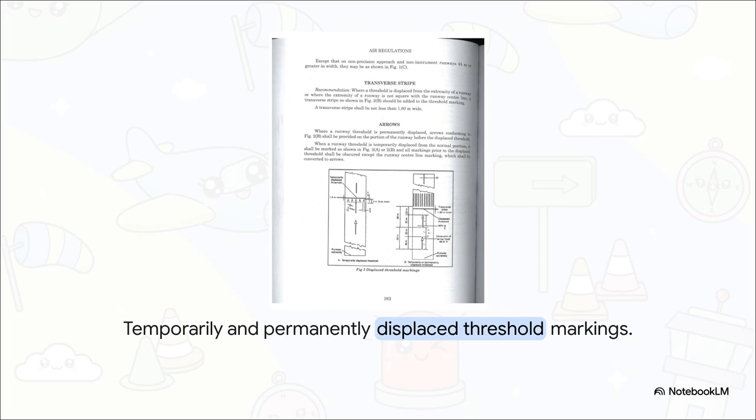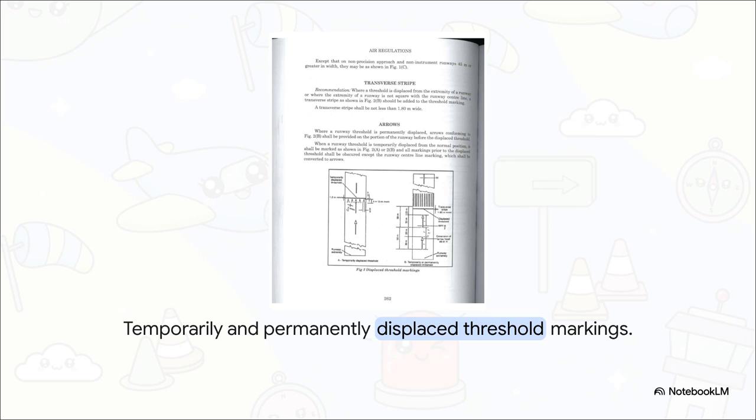That brings us to displaced thresholds. The absolute key here is distinguishing between a temporary and a permanent displacement. If a threshold is permanently displaced, you'll see white arrows painted on the center line pointing towards a thick transverse stripe. That transverse stripe is your new, strict, do-not-land-short-of-this-line marker, and it has to be at least 1.80 meters wide.